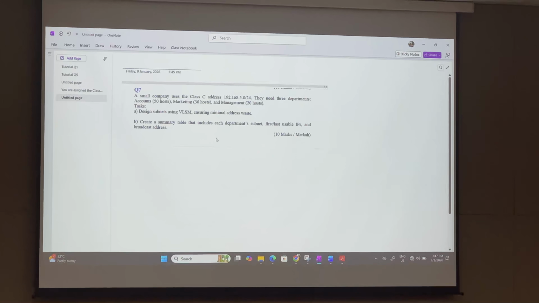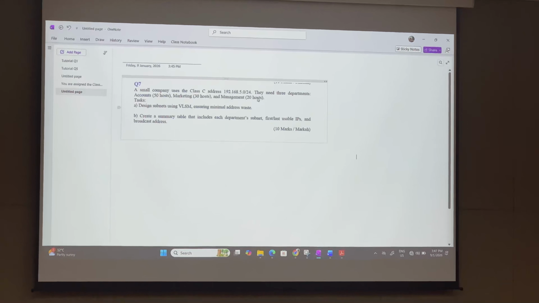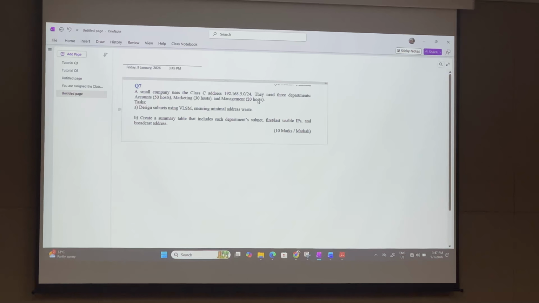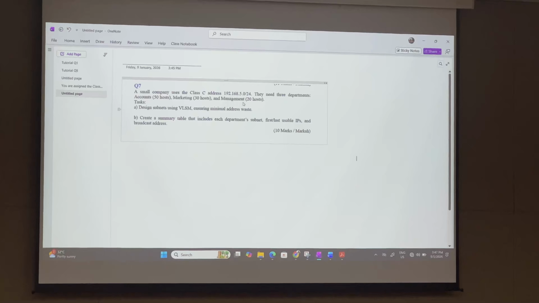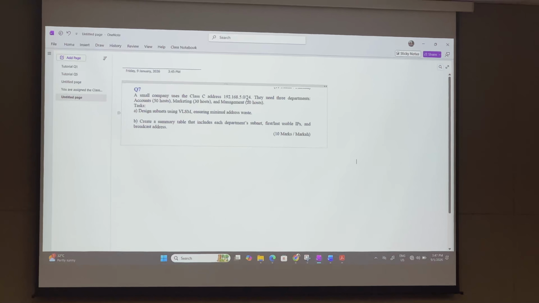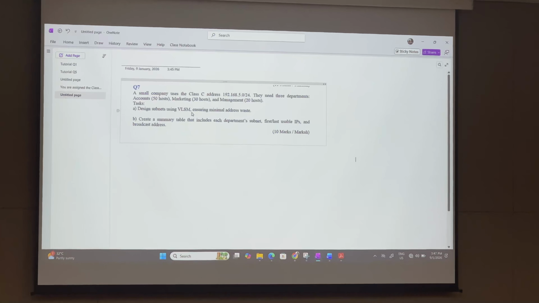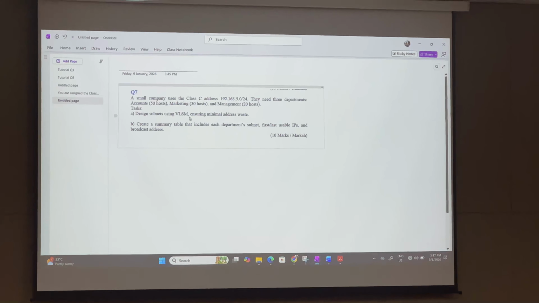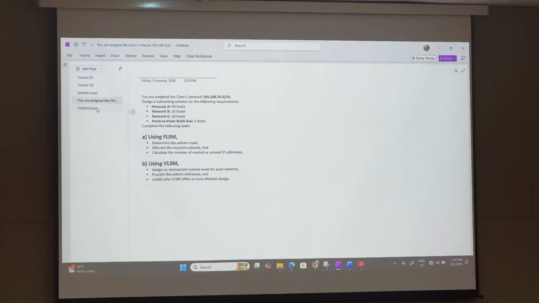So class C, 192.168.5.0/24. Like that day your friend said, this is the /24. Why not we just use all these 50, 30 and 20 together inside this one? That's a topic called fixed length subnet masking, FLSM. I'll come back to that later. We'll do a comparison.